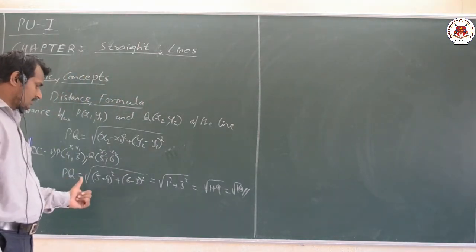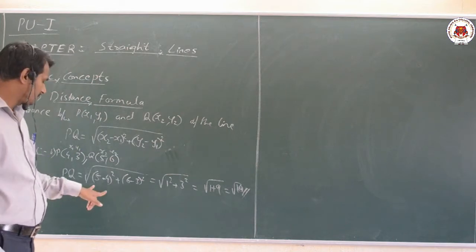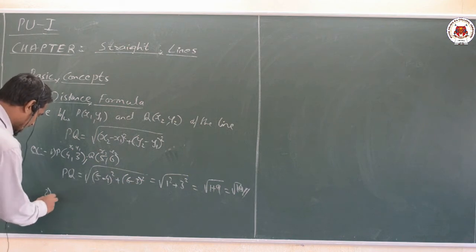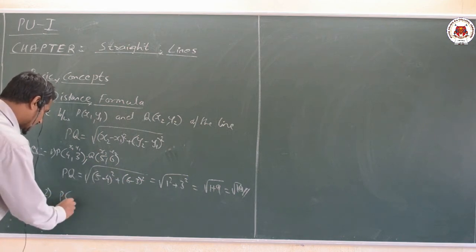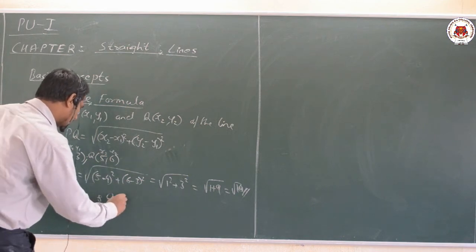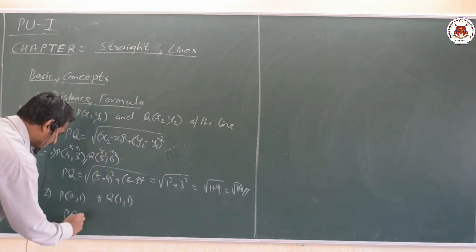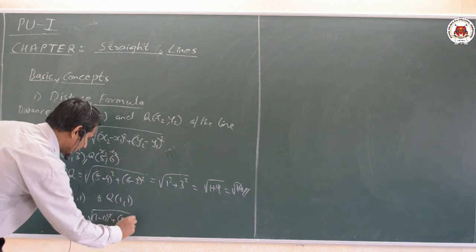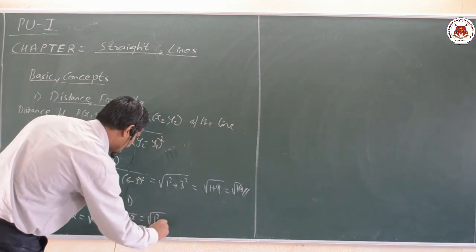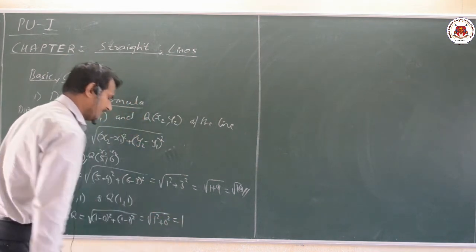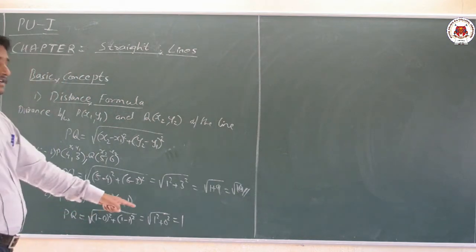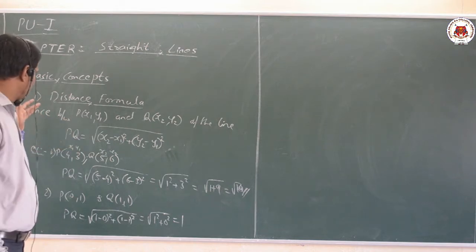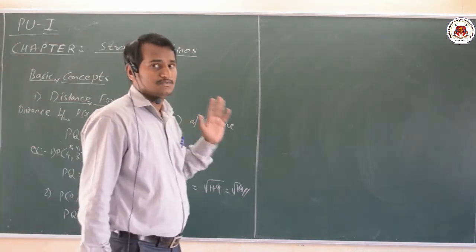And one more thing: distance, since it is a root, we will always get positive only. Why? Because we are having a whole square here, and it is positive. One more example: P coordinates are 0, 1 and Q coordinates are 1, 1. Then the PQ distance is x2 minus x1, that is 1 minus 0 whole square, plus 1 minus 1 whole square. The value will be 1 square plus 0 square, that is 1. Therefore the distance between the 2 points is 1 unit. Dear students, that is a basic thing, our distance formula.